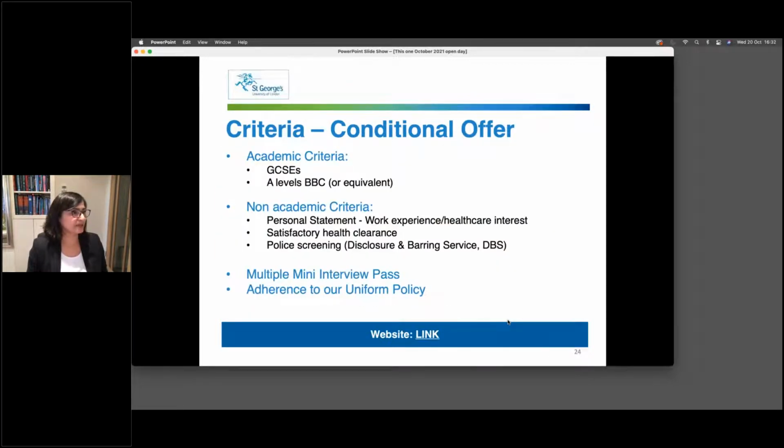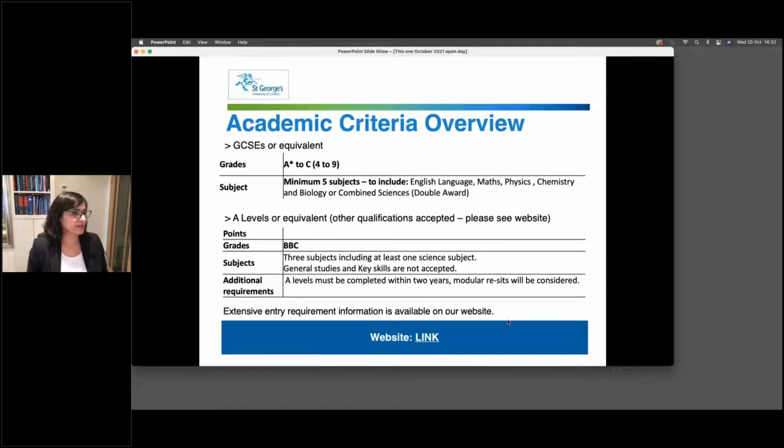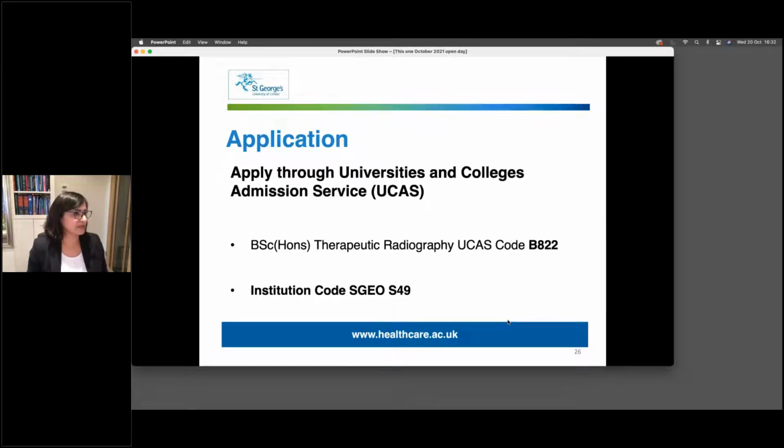The criteria is on our website, so you can go over there and have a look, but it is subject to the qualifications, and also having satisfactory health clearance, so that's occupational health, and police screening, and passing the multiple mini interview, and also signing the agreement to adhere to our uniform policy. So that's on the website.